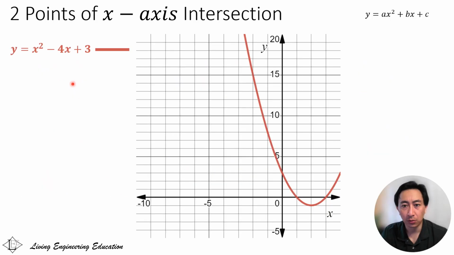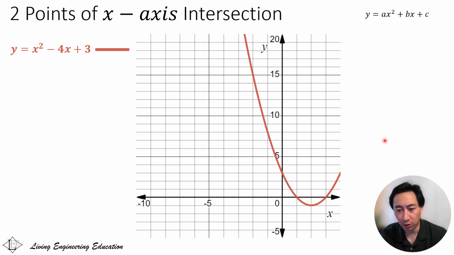All right, so we're going to take a look at 2 points of intersection on the x-axis. So here's our first equation example, x squared minus 4x plus 3. I'm keeping the constant out of the a value, just putting 1 for a for all these examples just to keep things simple. But when we're looking at applications, it changes things slightly, but the concepts are still the same.